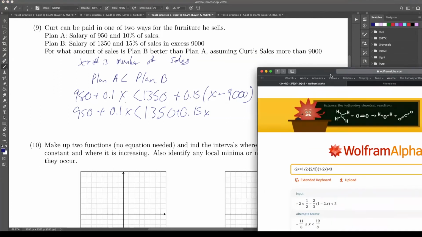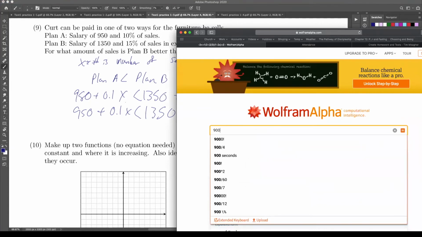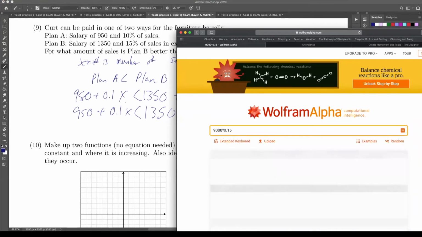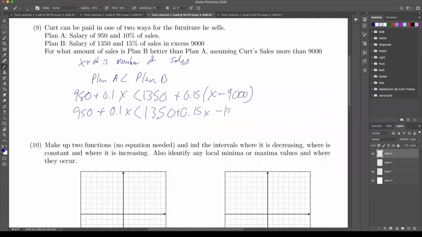All right, so let's go ahead and type this in. I get 9,000 times 0.15. That gives me 1350. Makes life easy, right? So this will be minus 1350.